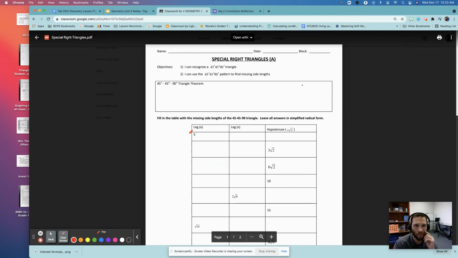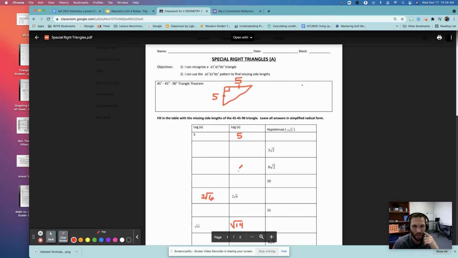Okay, so if leg 1 is 5, well, let me just draw it out. It's an isosceles triangle, right? So you have 2 legs, and we know the isosceles triangle theorem. If one leg is a side, the other leg is congruent. If one angle has a measure, the other angle is congruent. So these two are always the same, right? Okay, they're always the same.